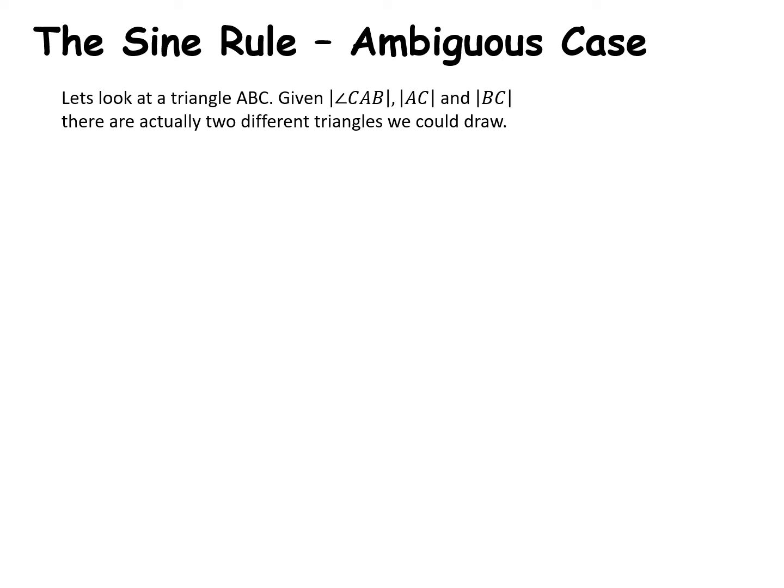So let's look at the triangle ABC. Given the angle CAB, AC and BC, there are actually two different triangles you can draw. What I mean visually by that is here. If I told you the angle at A, highlighted in yellow, AC, that length there, and BC, there's actually two lengths. So think back to your constructions. That would be talking about having side-side-angle or angle-side-side.